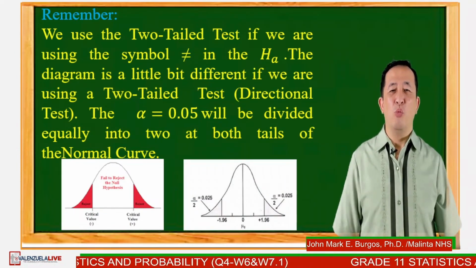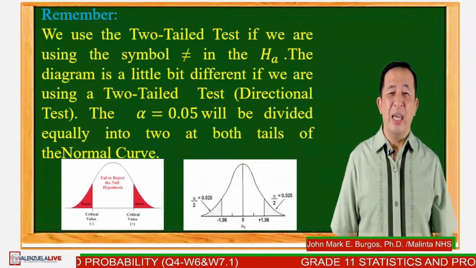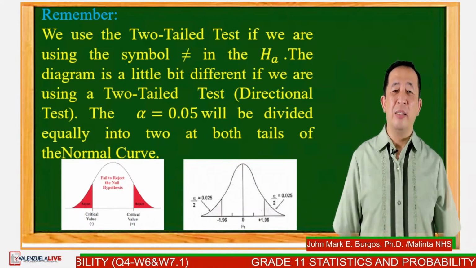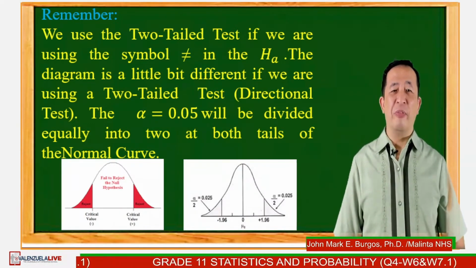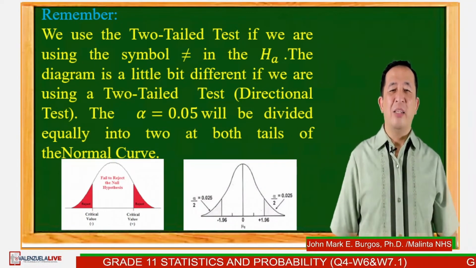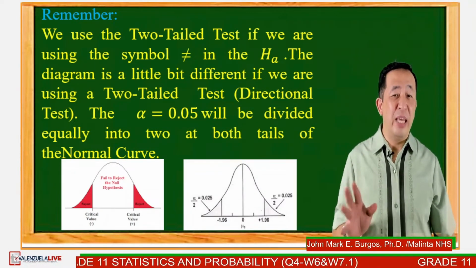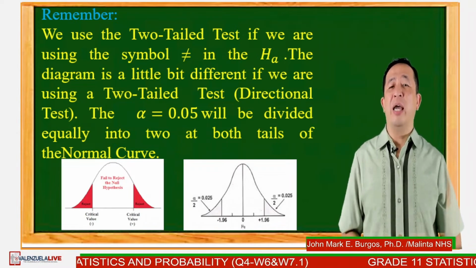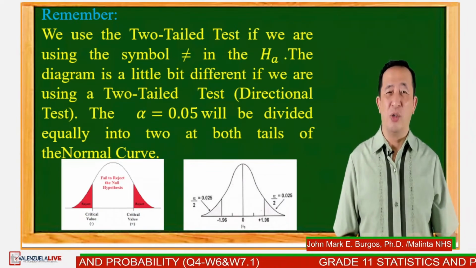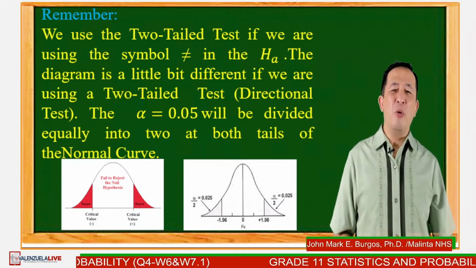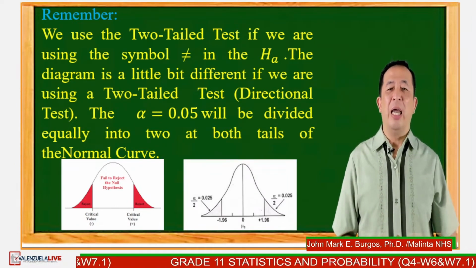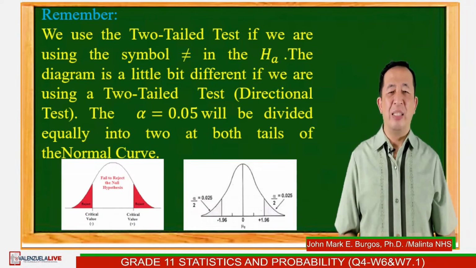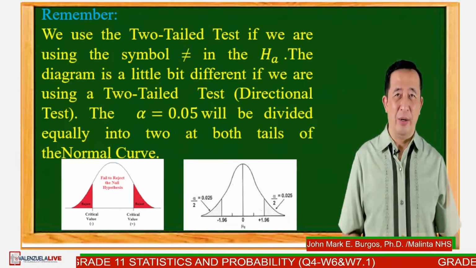Remember also that we use the two-tailed test if we are using the symbol not equal to in the alternate hypothesis, or HA. The diagram is a little bit different if we are using a two-tailed or non-directional test. The 0.05 alpha will be divided equally into two at both tails of the normal curve.